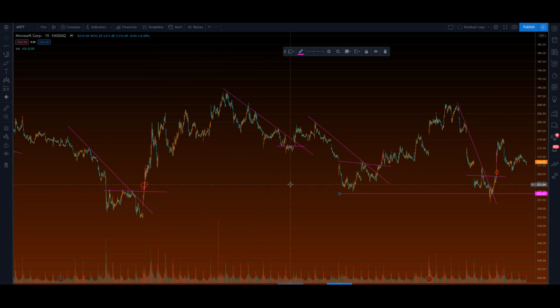So hopefully this helps you understand what a double top and double bottom is and how to play it, what your entries and exits would look like, and hopefully it helps you make money.